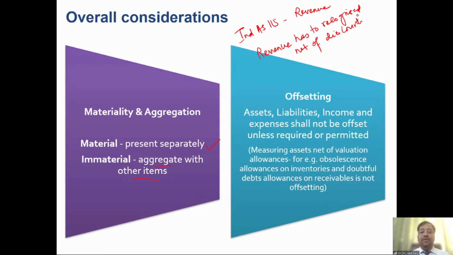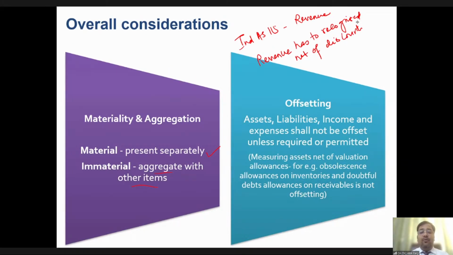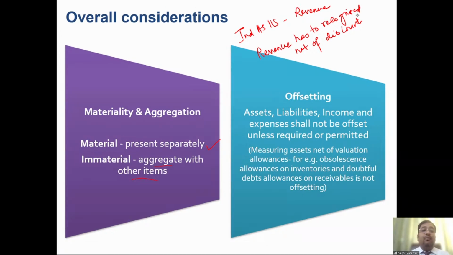For example, the revenue is 100 rupees and the discount is, let's say, 10 rupees. In that case, 90 rupees has to be recorded as revenue. Okay. So this discount is required to be offset. Where has it been written? It has been written in Ind AS 115.